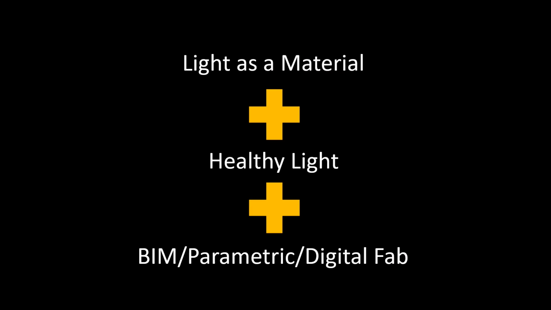So where does it go from there? Now that we can create light in any physical format that we need, what do we do next with it? How do we use it to engage occupants more? How do we use it to impact their health more? How do we control flow through space more? There's a myriad of ways that designers can use lighting in a far more active method than ever possible before. For example, let's look at the combination of light as a material plus healthy light plus the trends in building information modeling, parametric design, and digital fabrication.